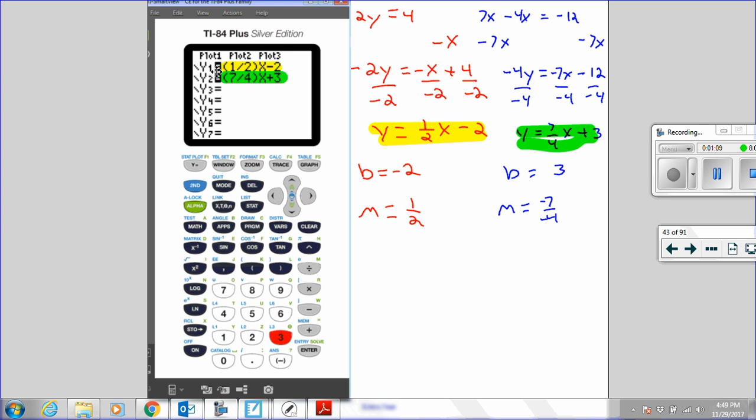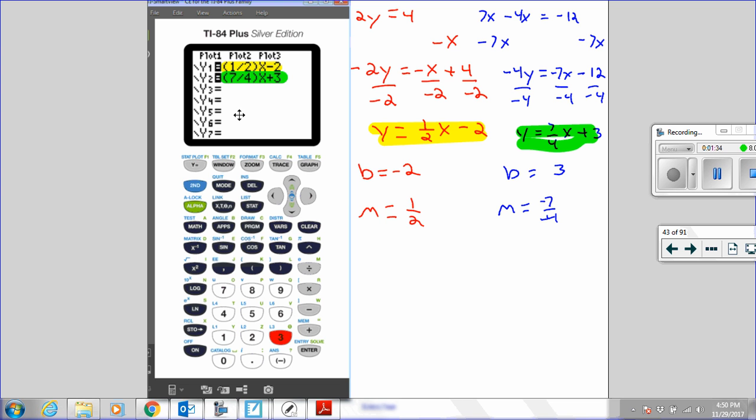So you would type in 1 divided by 2 x minus 2. And first you would hit y equals, and then you would type that in. Then type in your second equation. And make sure you put your fractions in parentheses. And if it's a negative fraction, make sure you put this negative, not the minus, but the negative inside the parentheses here.